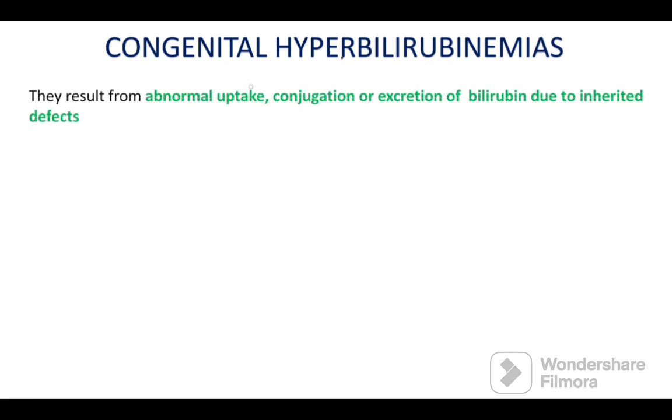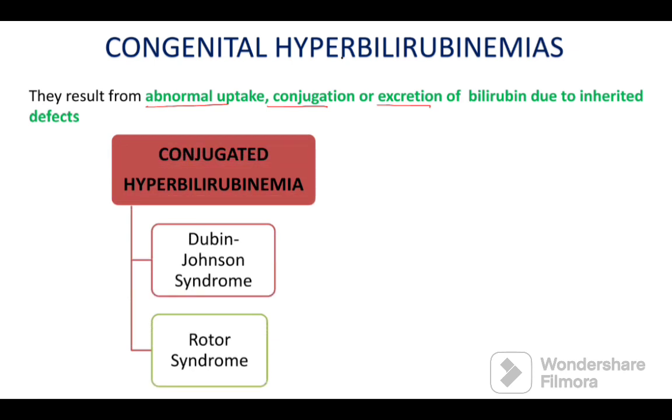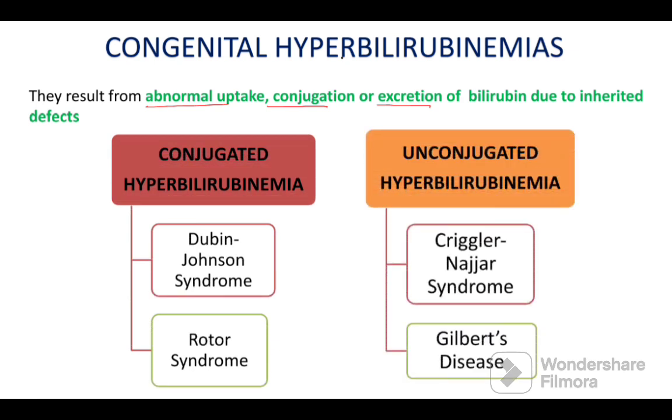Coming to first, congenital hyperbilirubinemias. These congenital hyperbilirubinemias result either due to abnormal uptake, abnormal conjugation, abnormal excretion or secretion due to inherited defects. These are again classified into two different types, conjugated and unconjugated.